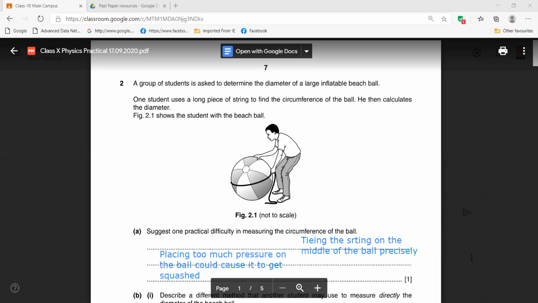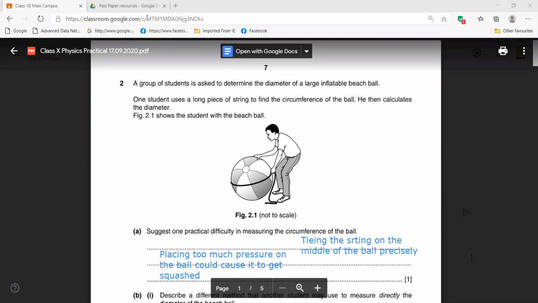Okay. Tying the string in the middle of the ball precisely. Okay, this is another difficulty. Then any other idea? Ziba, do you have any other idea? No, sir. Okay, so these two we are writing.